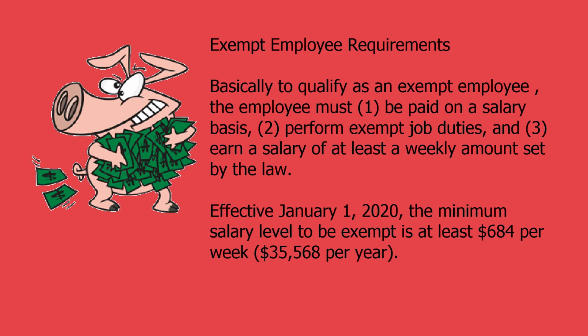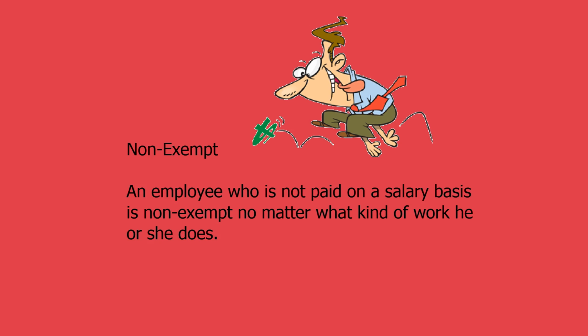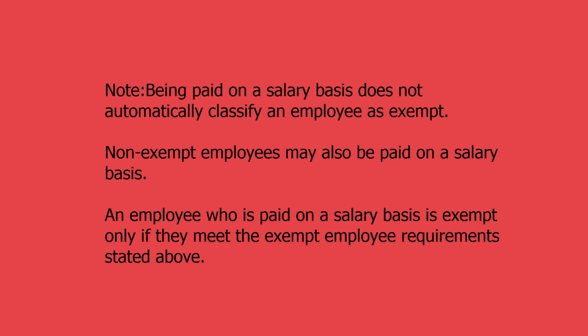$35,568 per year. Non-exempt. An employee who is not paid on a salary basis is non-exempt no matter what kind of work he or she does. Note: being paid on a salary basis does not automatically classify an employee as exempt. Non-exempt employees may also be paid on a salary basis. An employee who is paid on a salary basis is exempt only if they meet the exempt employee requirements stated above. What does exempt mean?